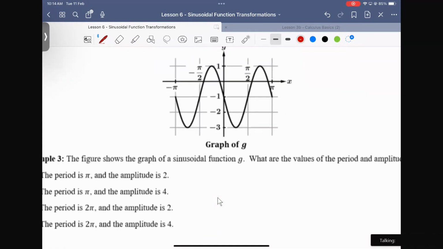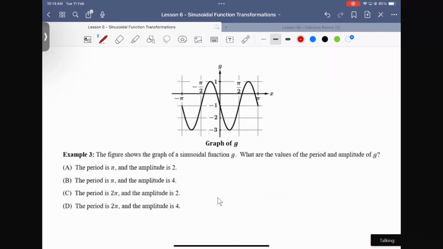Okay, have a go at this question. Discuss with your table partners. 1 minute for this one.